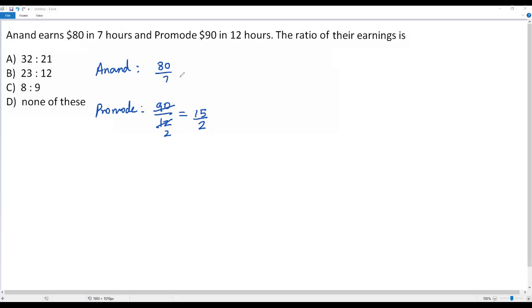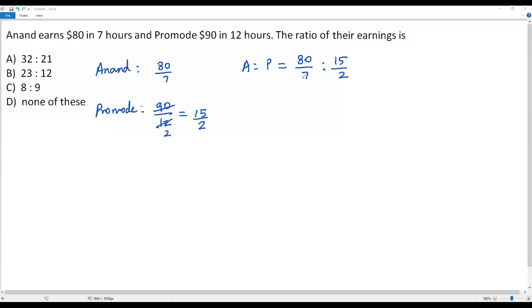Now we have the earnings for the same time duration, that is, for 1 hour. Now we can find the ratio of the earnings of the two people, Anand and Pramod. Let me do this separately. So the ratio of the earnings of Anand and Pramod is equal to 80 over 7 to 15 over 2. Okay, I got the ratio, but whenever I get a ratio as an answer for a question, the terms of the ratio must be positive integers, but here the terms of the ratio are fractions. So we have to convert these fractions to integers.